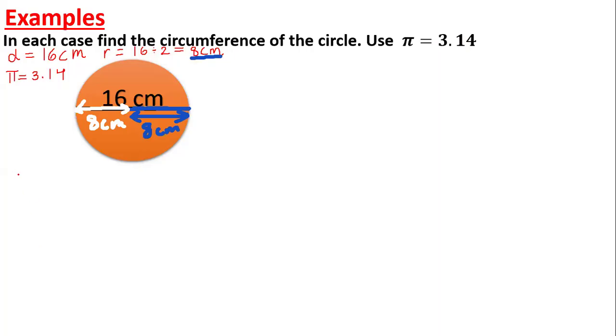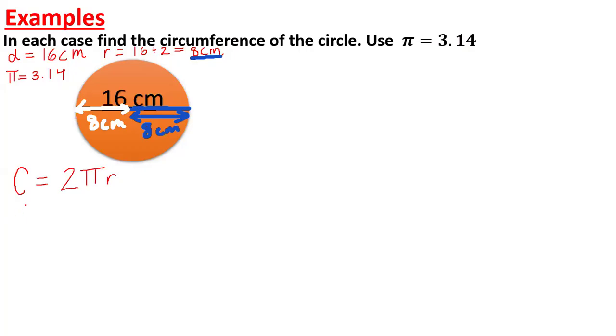So the formula says, without looking, tell me the formula. C is equal to 2 pi r. 2 pi r. Y'all didn't look, right? I turned away from my book. Okay, I believe you, I believe you're telling me the truth.